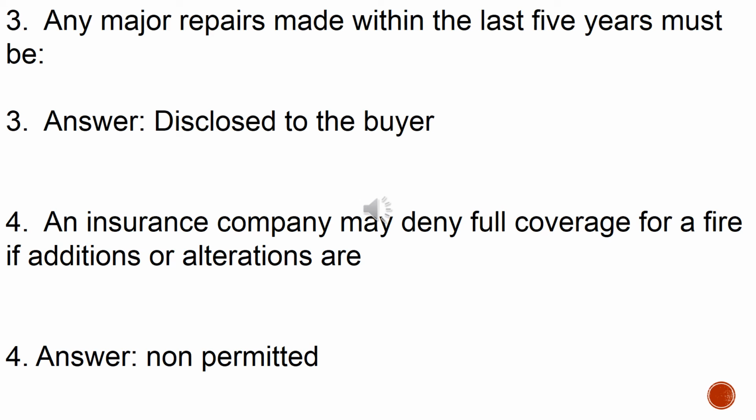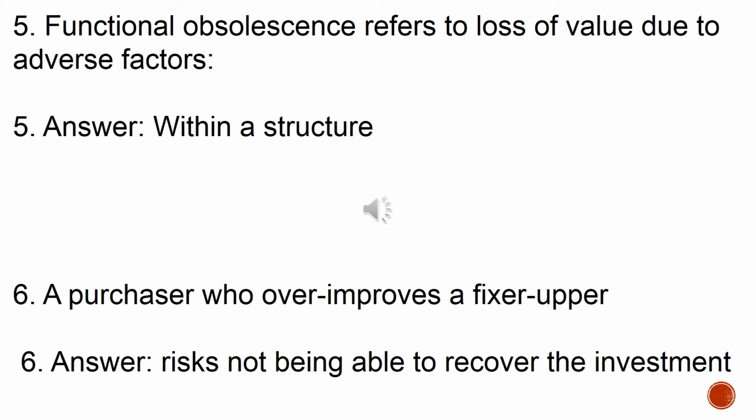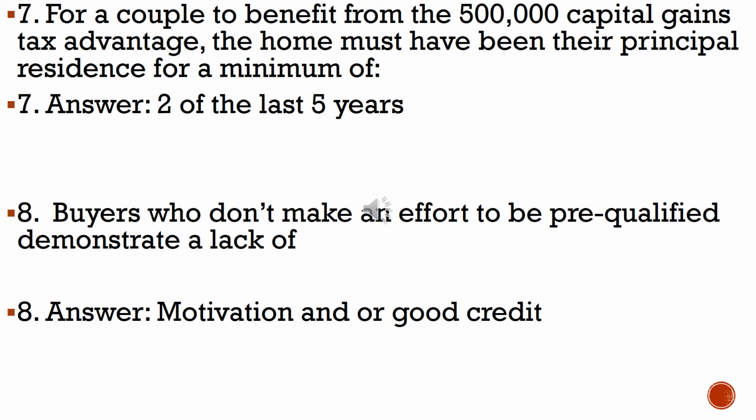Question number 4. An insurance company may deny full coverage for a fire if additions or alterations are? Answer: non-permitted. Functional obsolescence refers to the loss of value due to adverse factors? Answer: within a structure. Question number 6. A purchaser who over-improves a fixer-upper? Answer: risks not being able to recover the investment. For a couple to benefit from the $500,000 capital gains tax advantage, the home must have been their principal residence for a minimum of? Answer: 2 to 5 years.